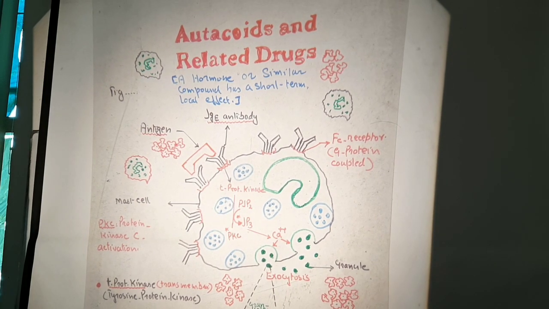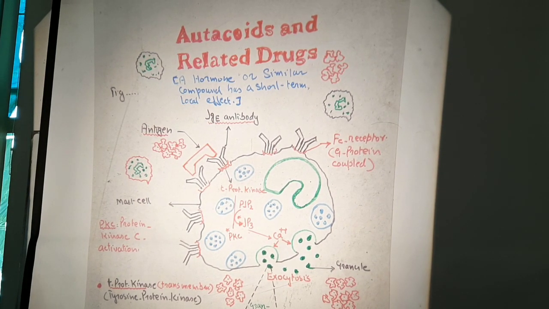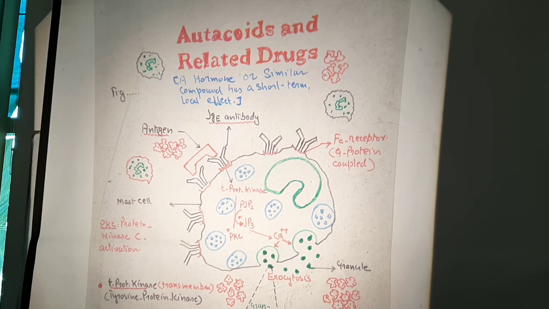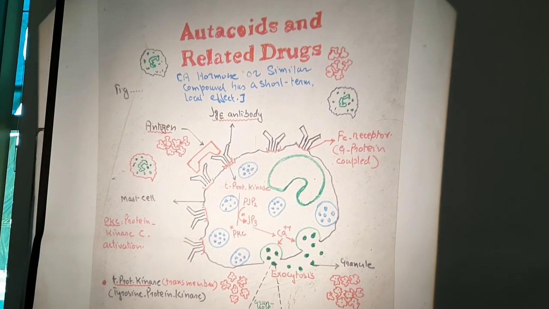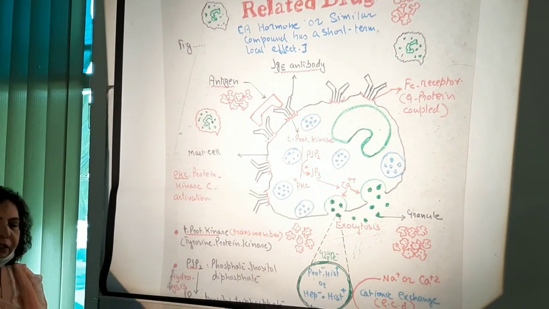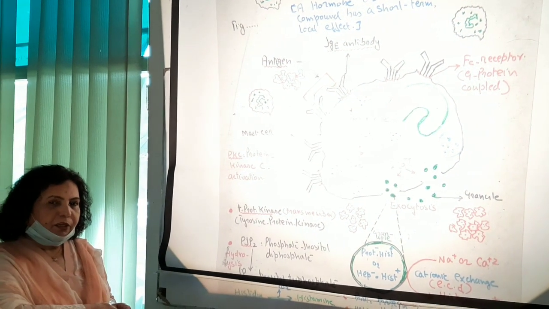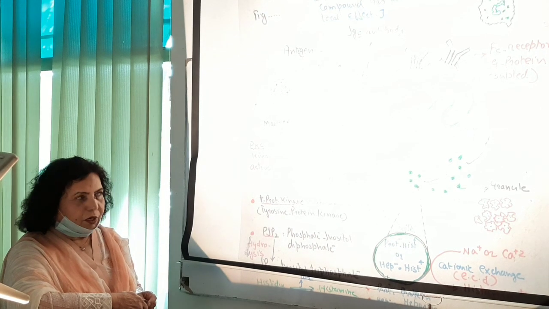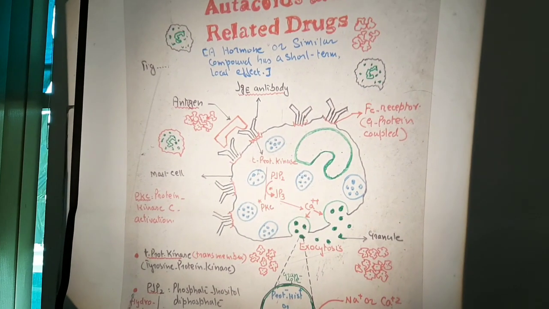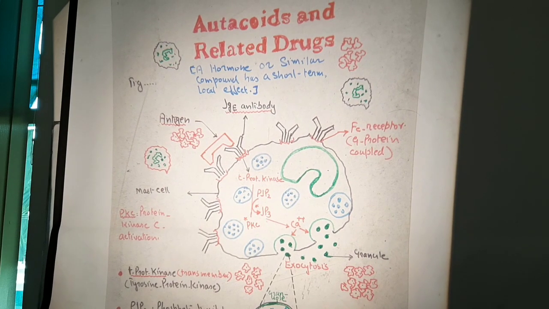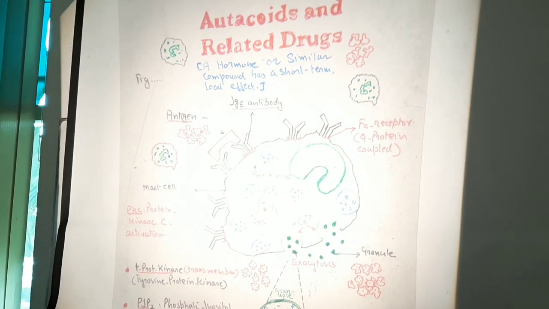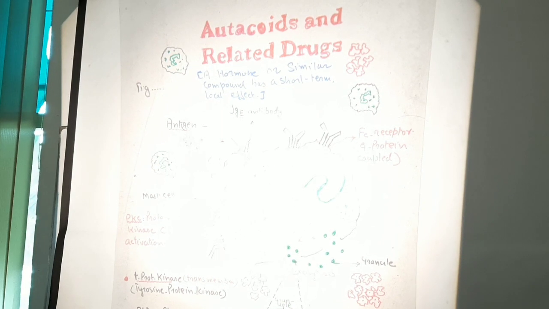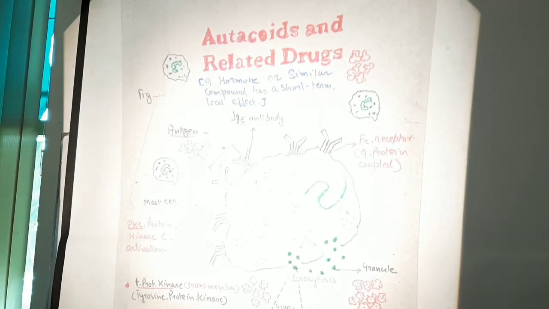Now what are the autocoids? Autocoids and their related drugs. The autocoids are simply local hormones, meaning that they perform a function for a short duration of time. They are synthesized in the cell, perform their function and are degraded. That's why we can say that these are the local hormones. How they are synthesized, how they are released, and after release how they perform their physiological and pharmacological activity, we will discuss later on.